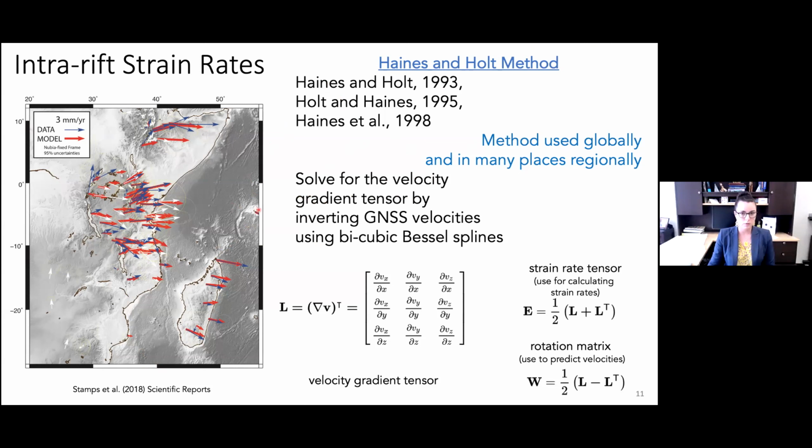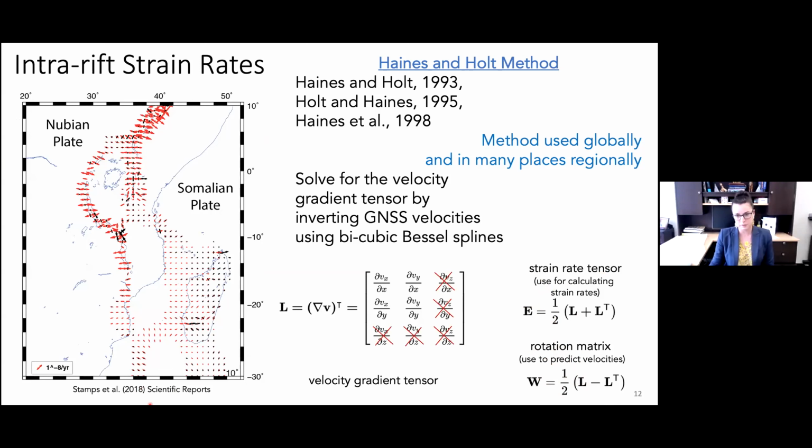In this approach, you need velocities, and you invert for strain rates. Particularly, you solve for the entire velocity gradient tensor, which has 2 components, the strain rate tensor component and the rotation matrix component shown here. So you're able to solve for both strain rates and predict surface velocities as well. And this is a map here from a paper I published in 2018 using this method. The data are shown in blue and also white, and then the red is the predicted velocity.